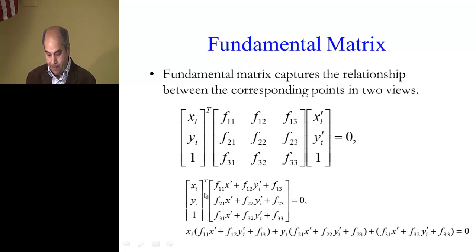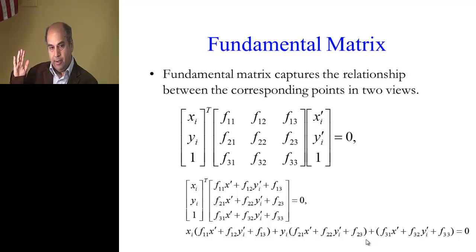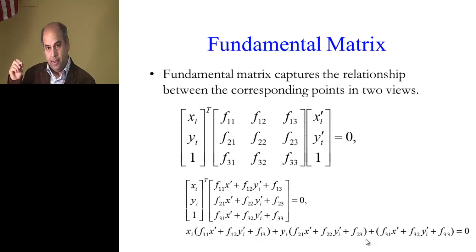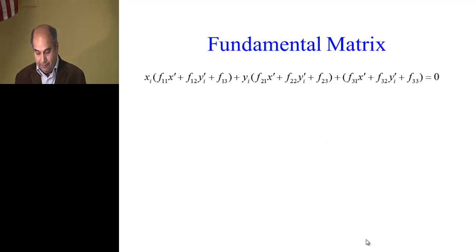So this x prime will multiply with all these elements, yi will be multiplied with this, and so on, we get one equation. Which means, if I have one point in the left camera, xi, yi, the image point, and the corresponding point in the right camera, xi prime, yi prime, then I can get one equation. And I have nine unknowns. So I need more points.